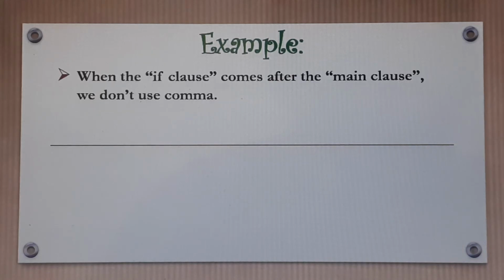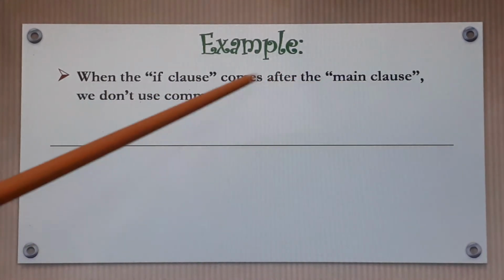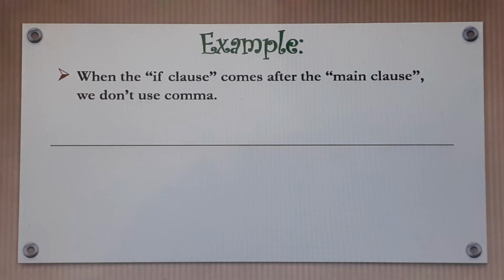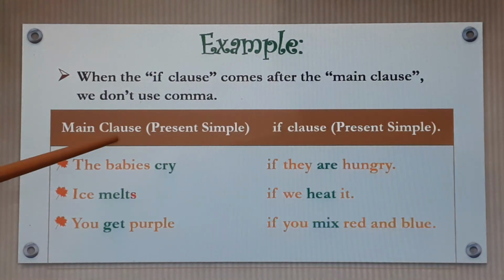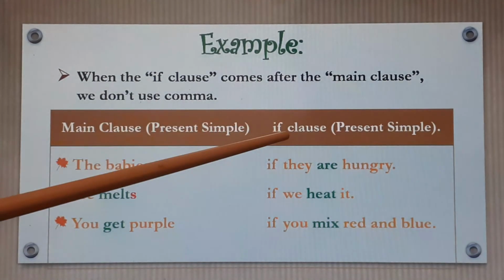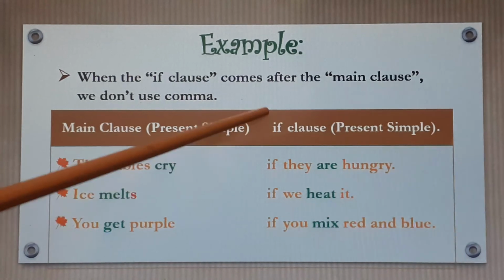Example here. When the if clause comes after the main clause, we don't use comma. Before, in the previous examples, we used comma because the if clause came before the main clause, and this time the if clause comes after the main clause, so the main clause is first. Here, see, the main clause is first, and the if clause after the main clause, and no comma between them. Okay?